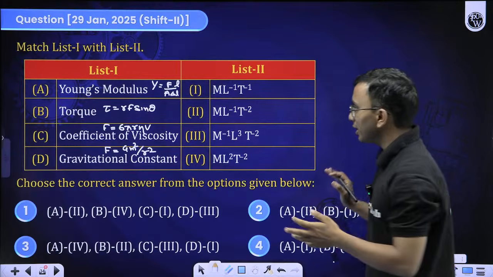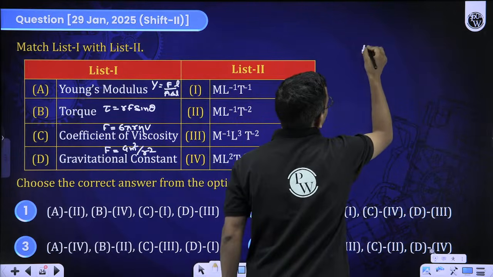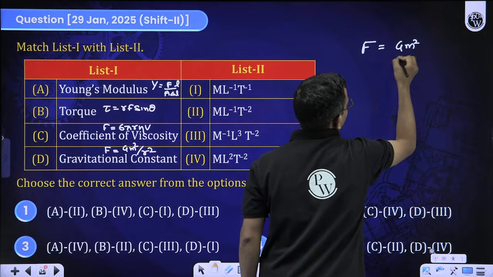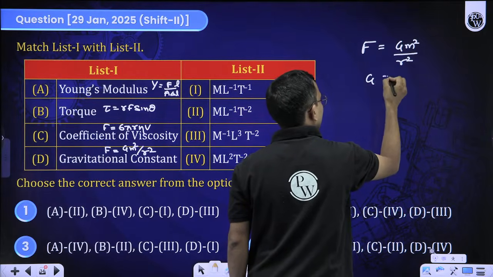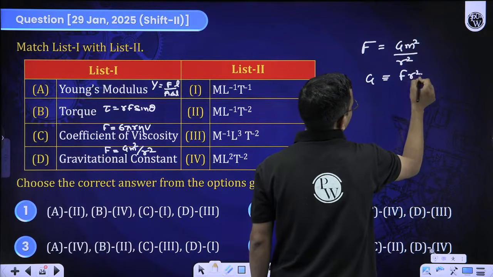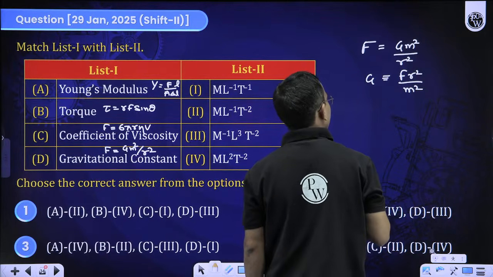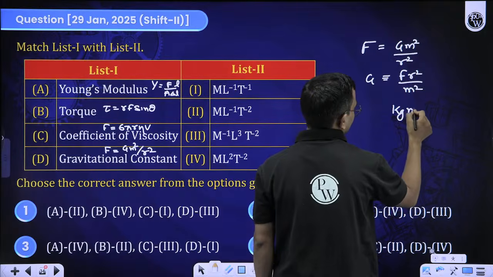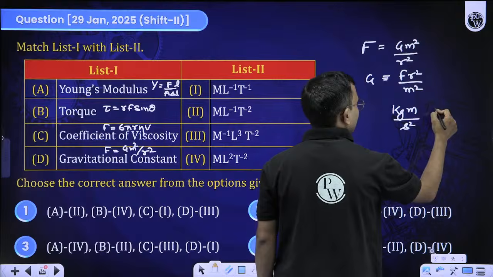Let me do it for you for the gravitational constant. So force is G m square by r square. From here, the relation for G will become F into R square by M square. Now write the units. What is the unit of force? Force is kg meter per second square. R square is my meter square.